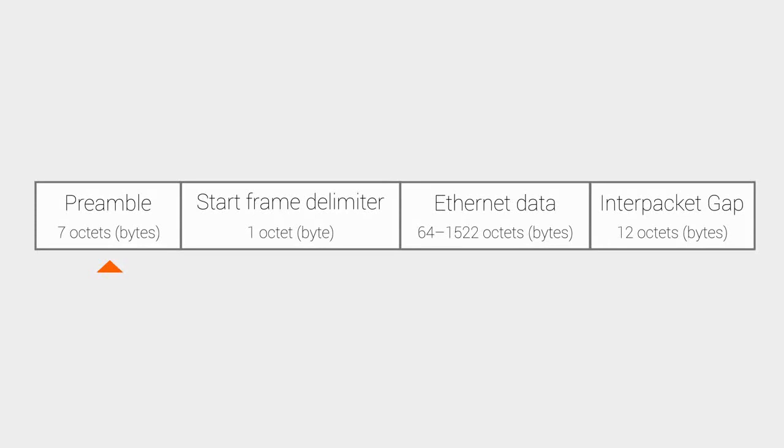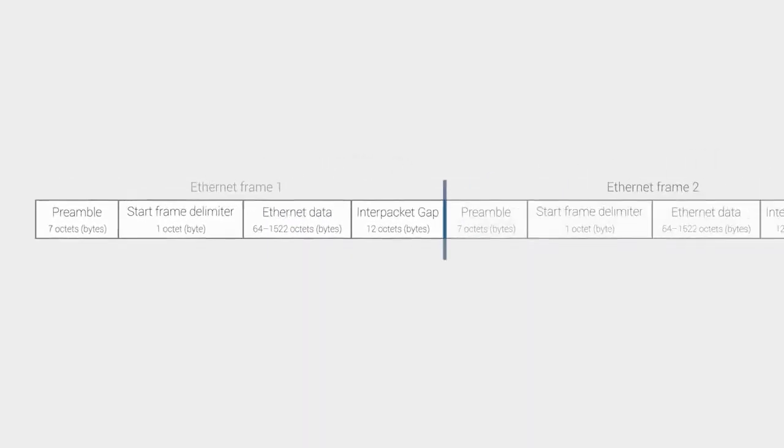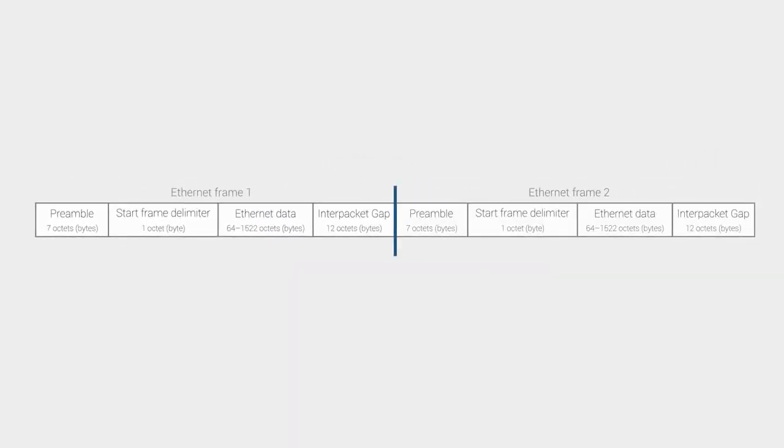Once a device has successfully gotten their preamble out, they could then send data over the network. In order to ensure that every device gets a chance to send data, the amount of data they could send was limited. If they wanted to send more data, they would have to split it up into multiple pieces called Ethernet frames and send them one by one.